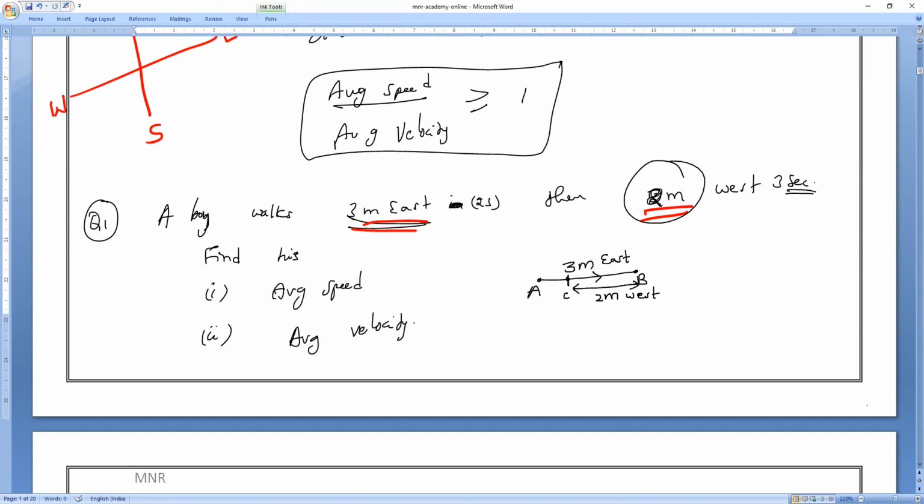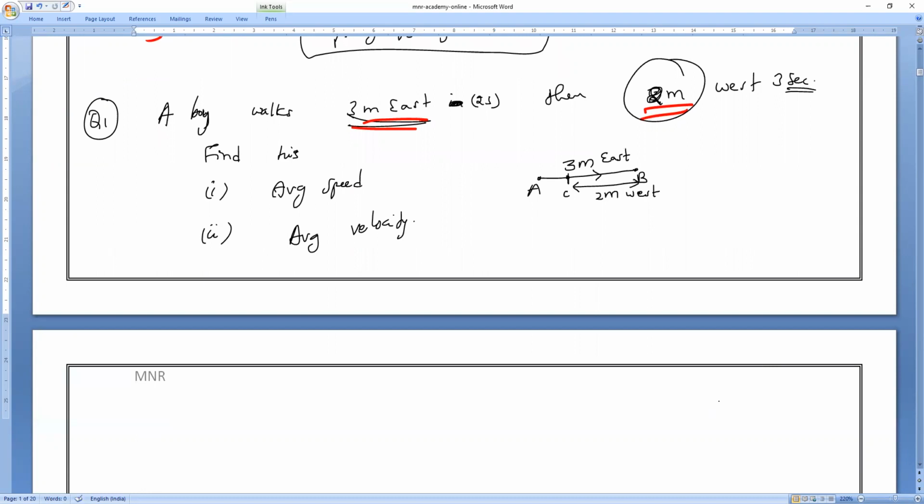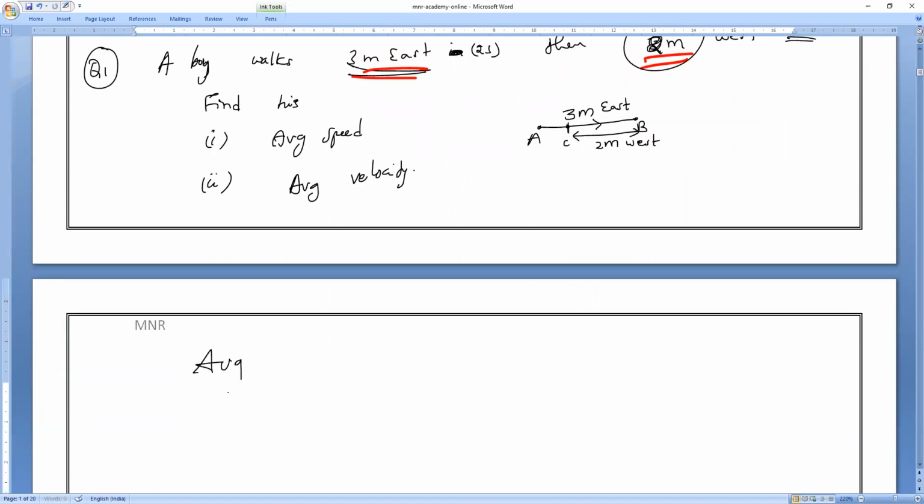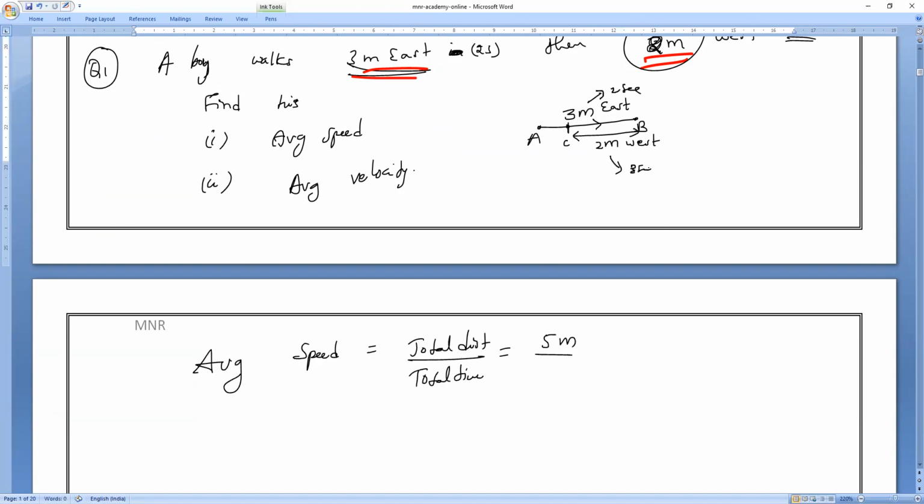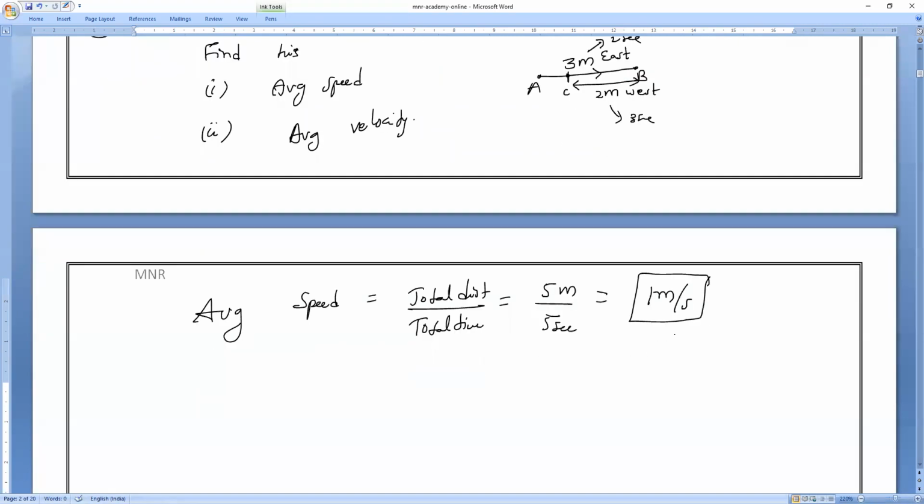Now I want to know the average speed. What is the average speed formula? Average speed is equal to total distance divided by total time. What is the total distance? 3 plus 2, 5 meter, divided by total time. 3 seconds plus 2 seconds, which is 5 seconds. So the average speed of the boy is 5 meter by 5 seconds, 1 meter per second.